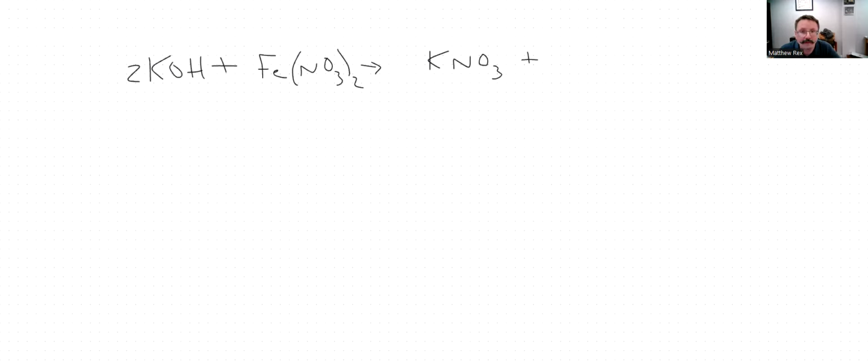Identify the spectator ions that occur when we mix potassium hydroxide and iron(II) nitrate. So again, we take the positive part of one, the K, and we mix it with the negative part of the other, and I get KNO3. And then the positive part of the second one, the iron, mixed with the OH, and we get iron hydroxide. And I go to my solubility tables, and I find that the potassium nitrate is soluble, but the iron hydroxide is insoluble.